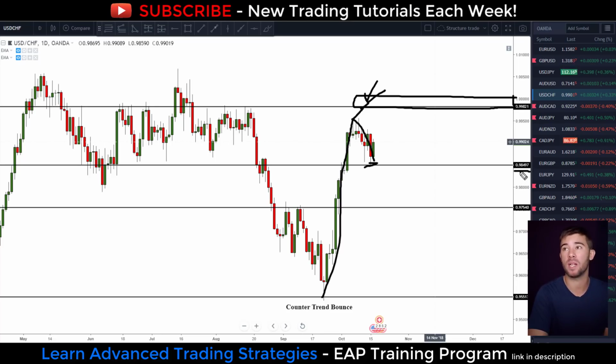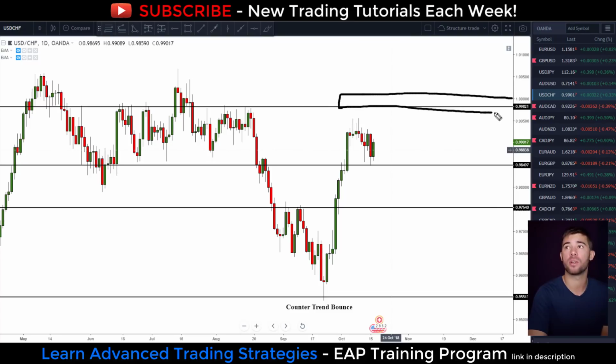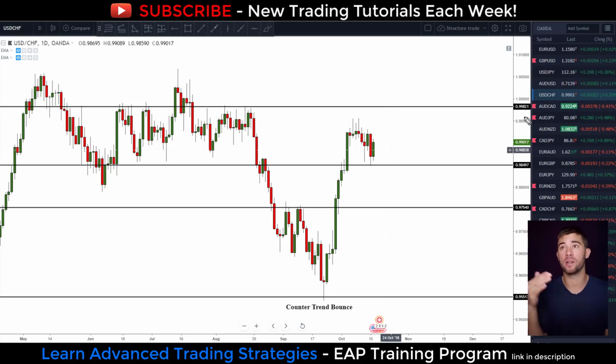That pullback more than likely would come into our previous major level of structure at 0.9849, and then that level could act as support to push the market up to our 1.0 even handle. Looks like we're seeing the start of that, possibly the start of that trend continuation move here on the daily chart that could push the market up to 1.0. So we're looking for long opportunities on this pair on smaller time frames until we get up to the level of 1.0 even, this little zone here starting at 0.9982. And that's what we're going to be looking for here on the dollar Swiss.